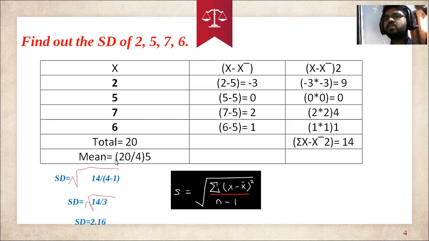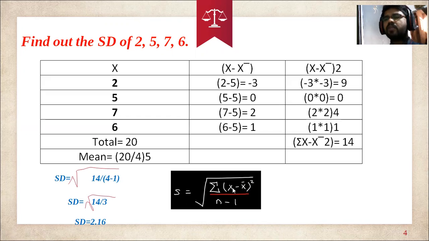So here the mean value is equal to the sum of total values. How much is the sum? 2 plus 5 plus 7 plus 6 is 20. Then 20 divided by n, nothing but the number of observations. How many? 20 by 4, you get 5. Okay, x bar value is 5. Then what do we have to do?